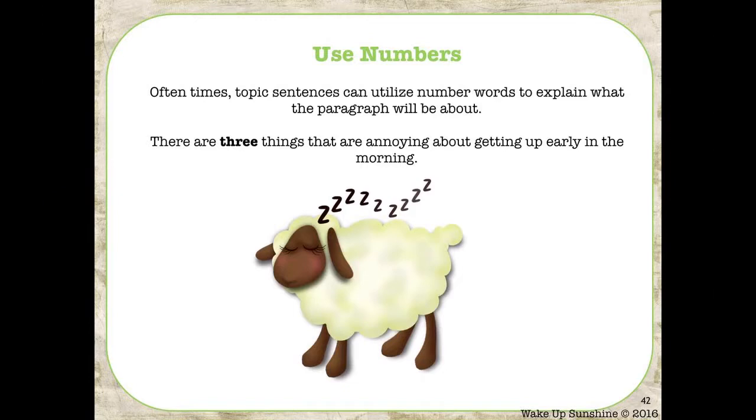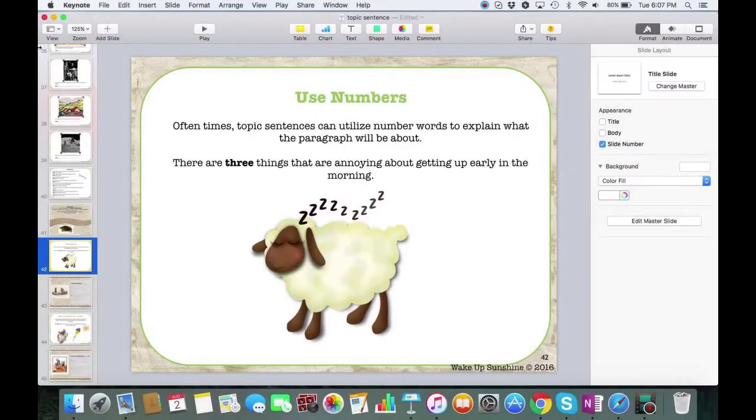So for example, the one I have here is there are 3 things that are annoying about getting up early in the morning. You'll notice that the number 3 is there, and that is the number that I'm using to create this topic sentence style. While not normally one of my favorite styles to use, at times when used properly, the use numbers topic sentence can provide a powerful opening. Let's go ahead and do our practice right now.